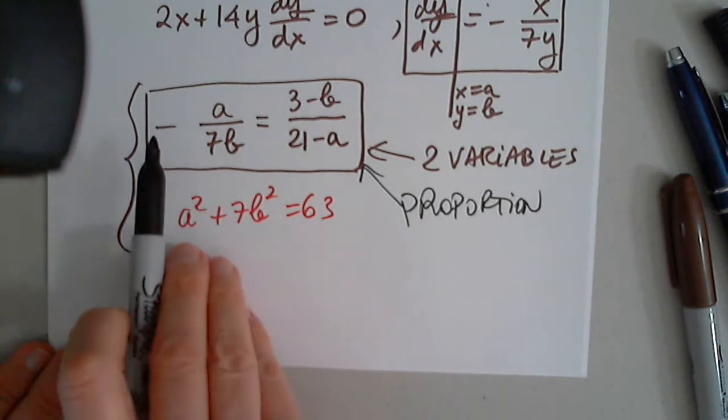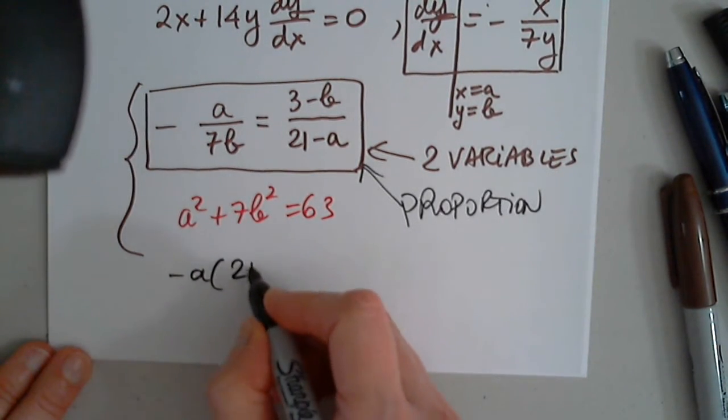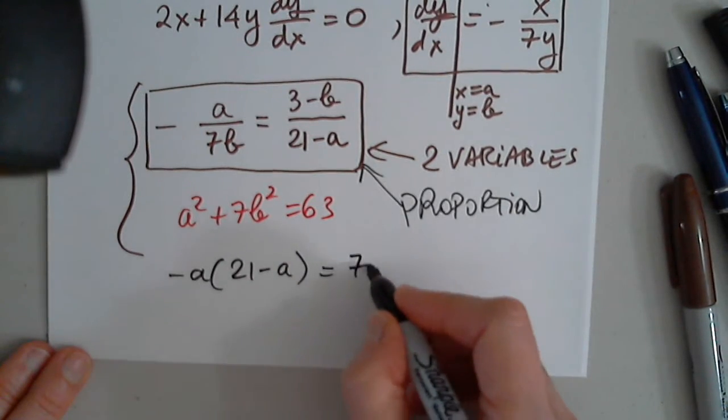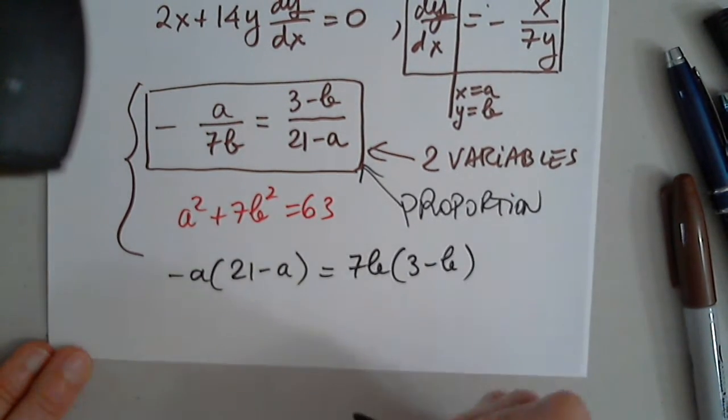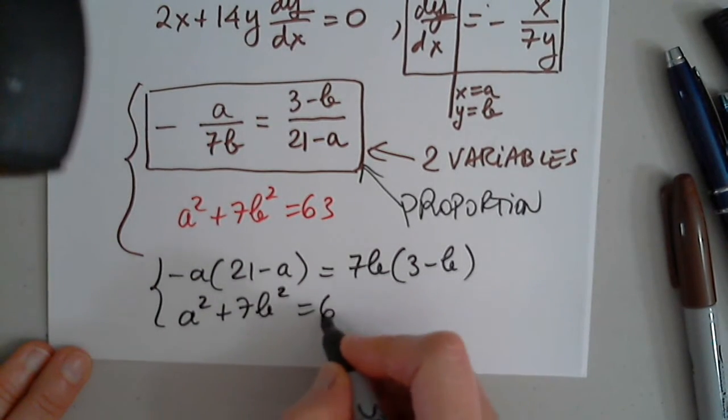Okay, so let's cross multiply. I'll keep the negative with the top. So negative a times 21 minus a equals 7b times 3 minus b. And then I connect it with a squared plus 7b squared equals 63.